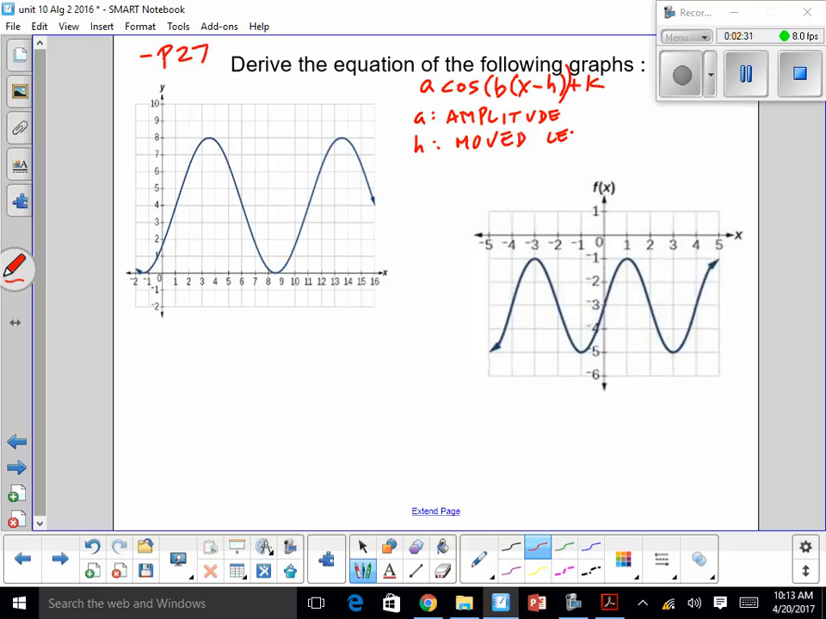So the H tells you how much has been moved to the left or the right, and then what is the K? It is the up and down move. I should put graph move up and down. Hey, those are the pieces of the puzzle.